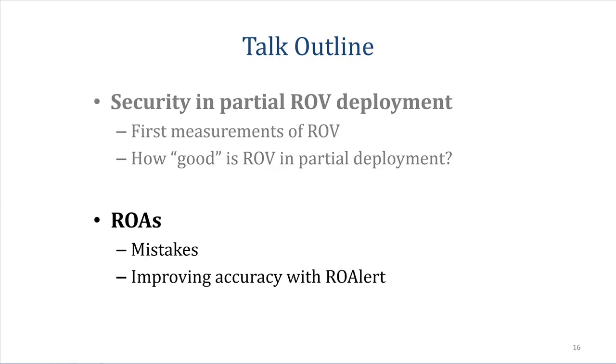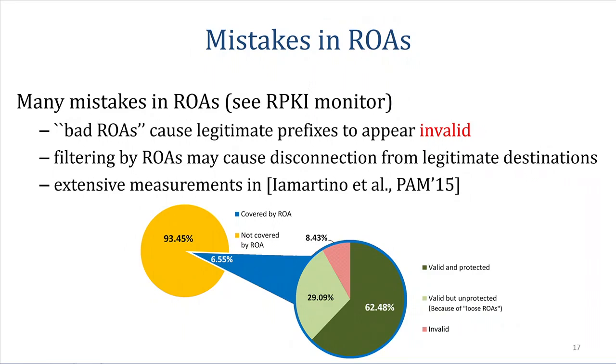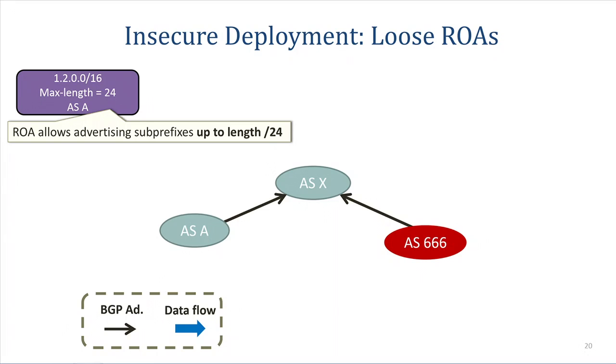So the next part in my talk focuses on ROAs, and specifically, maybe the reason why ROV is not adopted that much is mistakes in ROAs. So basically, there are ROAs that would cause legitimate announcements to appear invalid, and these have been well studied before, and we find that between 8 and 10% of the ROAs of the prefixes covered by the RPKI are actually invalid. But I'm going to talk about some other aspect of mistakes in ROAs, which are insecure deployments.